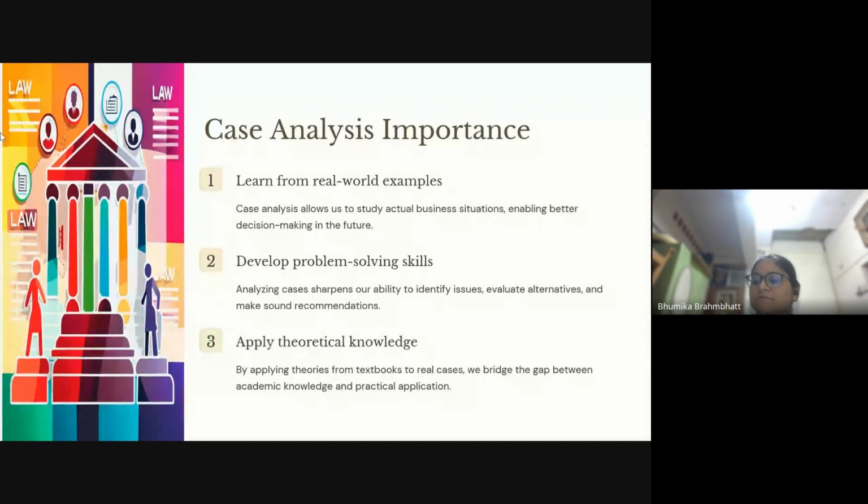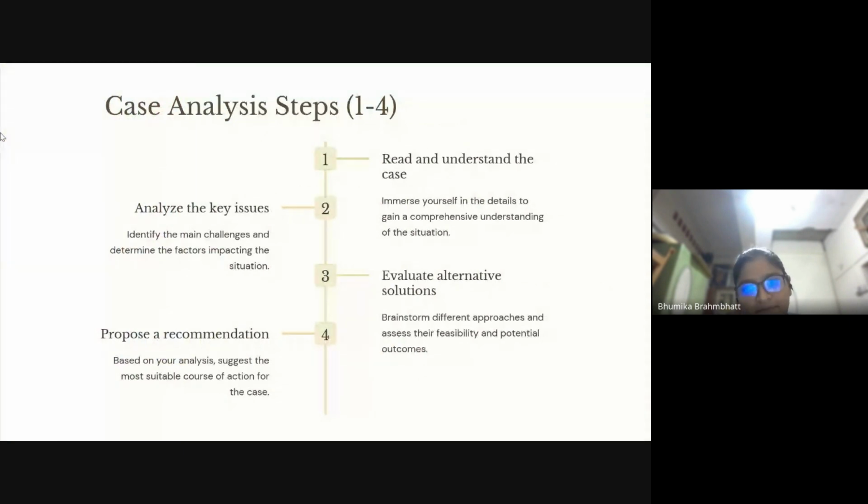So next point. These are the steps which I have made as per my knowledge, and you can also relate to these steps. Okay. First, on getting the case, you should read and understand the case.